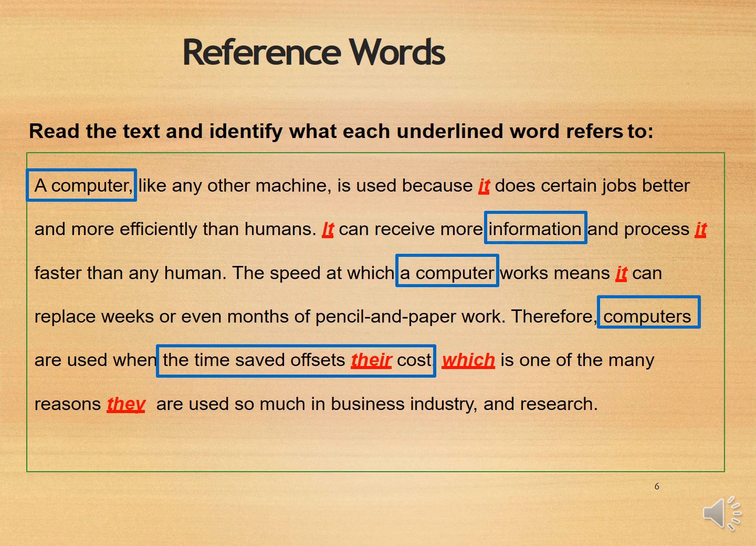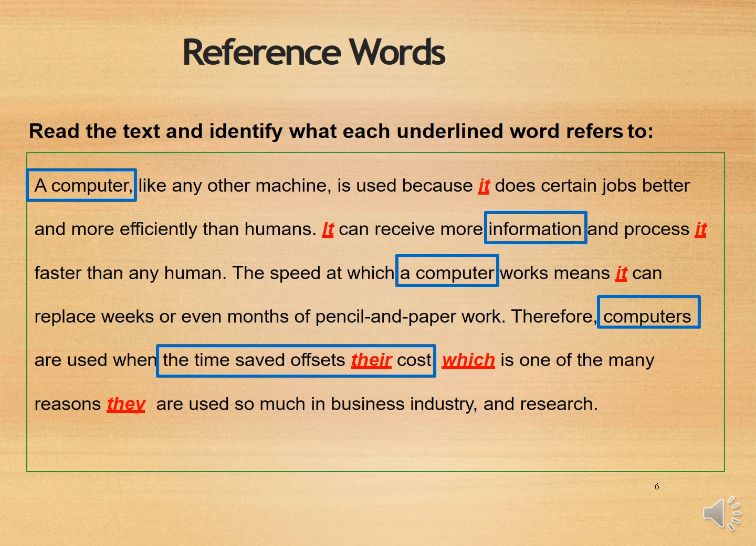And process it faster than any human. Process what? A computer can receive more information and process what faster than any human? Process information. So it here, the answer is information. The speed at which a computer works means it can replace weeks or even months of pencil and paper work. What can replace weeks or even months of pencil and paper work? It here is referring to a computer.